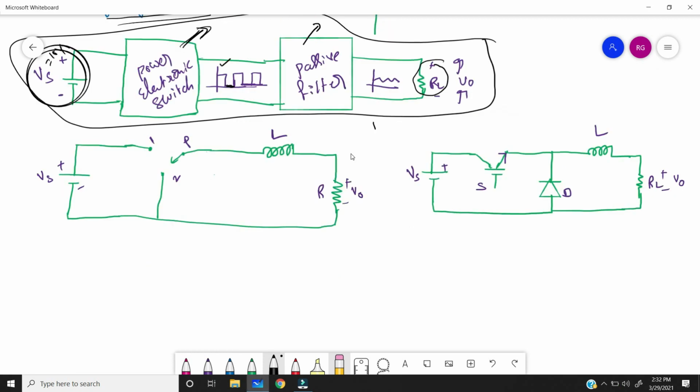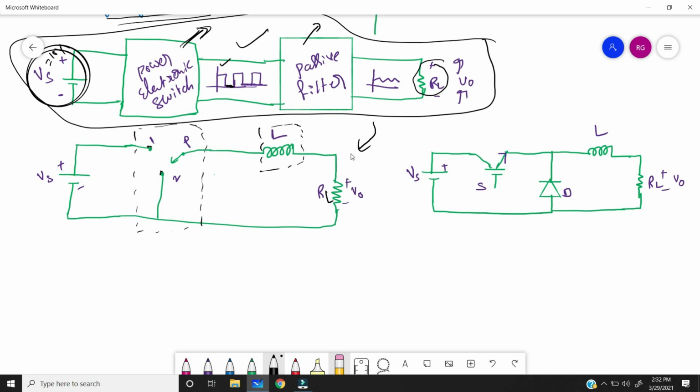Let's see it a little bit closer. I am redrawing this diagram like this. Here I am taking the same input DC VS, but I am replacing this power electronic switch with a single pole double throw switch. It has two points, point one and point two. I am also taking one passive filter, the inductor L. And I am taking the same resistance load RL.